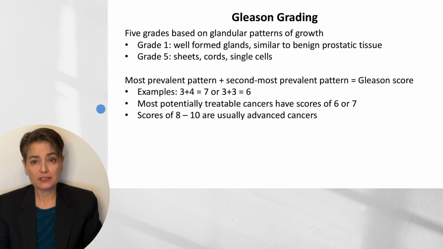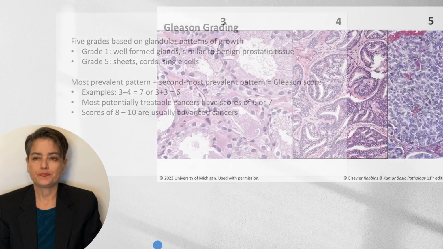Now, the significance for you as future physicians is that most potentially treatable cancers will have scores of 6 or 7. By the time we see something that's an 8 or a 10, it is typically no longer localized to the prostate and is more advanced.